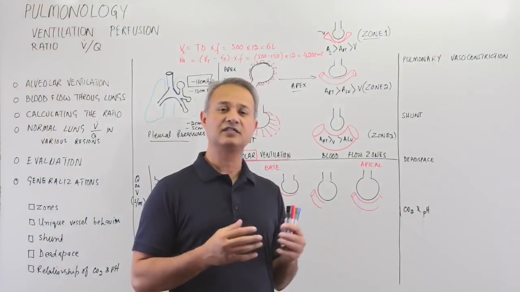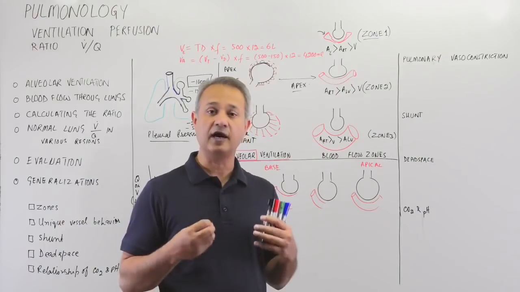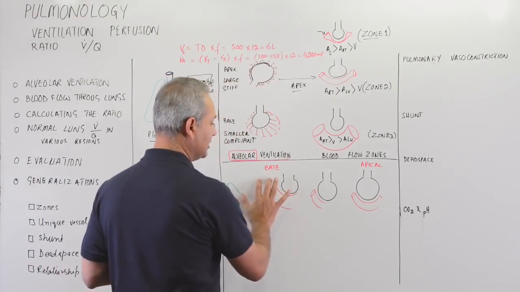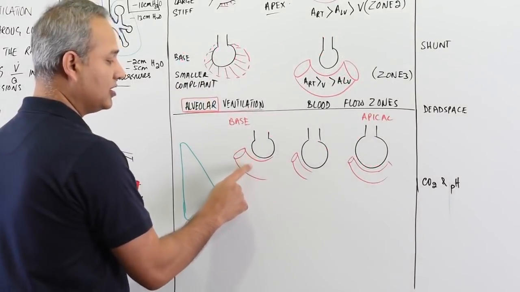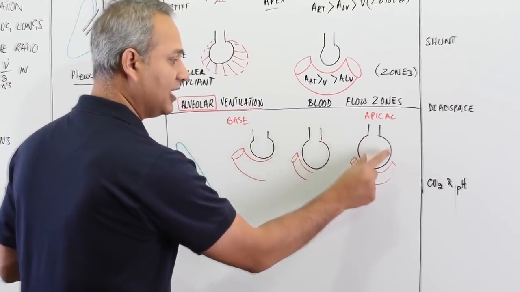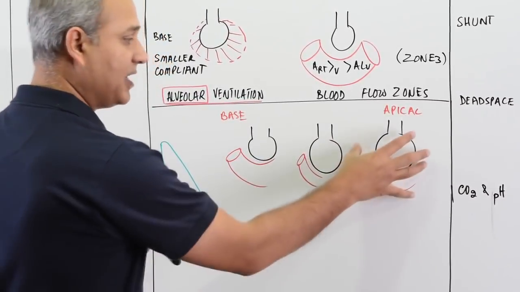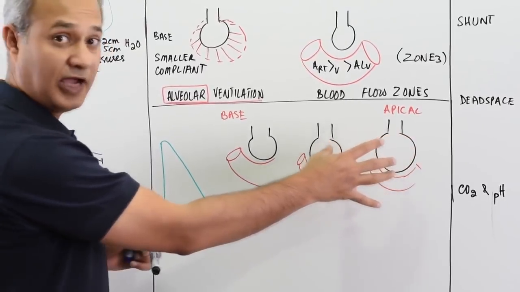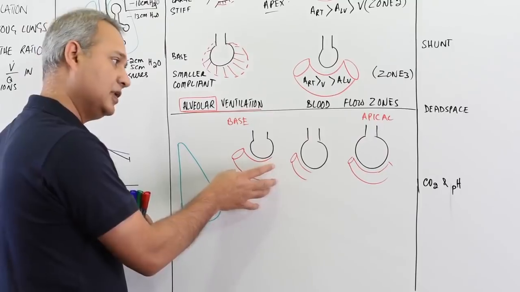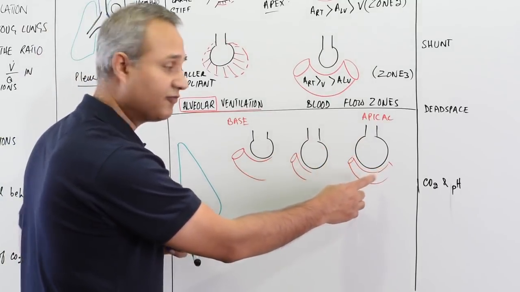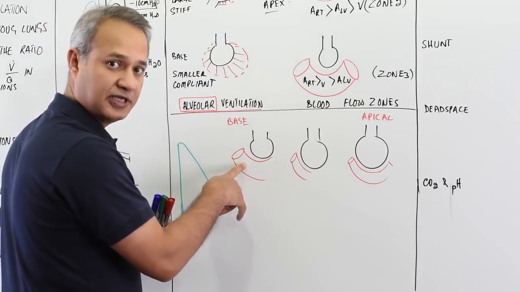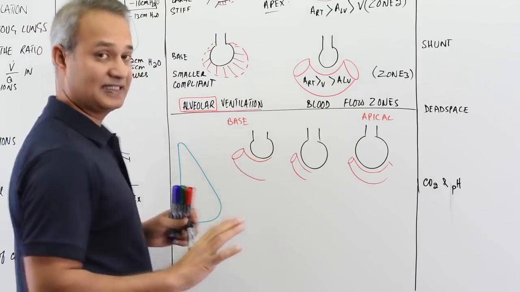Let's talk about the ventilation-perfusion ratio, how to calculate it and how to understand it. So look, this is the base of the lungs. Alveoli are smaller, vessels are bigger. At the apex, alveoli are bigger, blood vessels are smaller. The apex is the higher resistance area for the alveoli, and the base is the lower resistance area. For blood vessels, the apex is the higher resistance area and the base is the lower resistance area, because blood vessels are distended here.